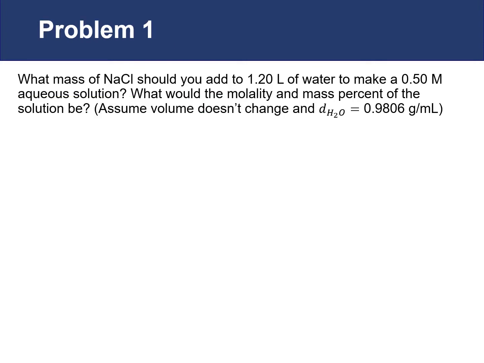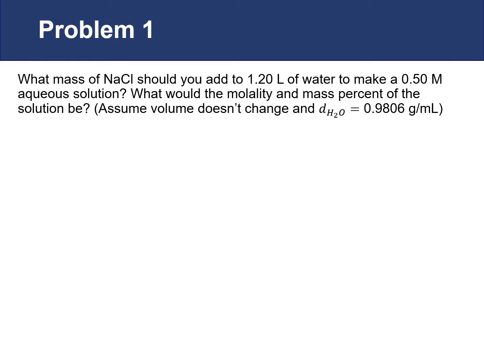Let's now look at some problems relating to concentration and the interconversion between different concentration units. Problem 1. What mass of sodium chloride should you add to 1.20 liters of water to make a 0.50 molar, that's moles per liter, aqueous solution? What would the molality and mass percent of the solution be?